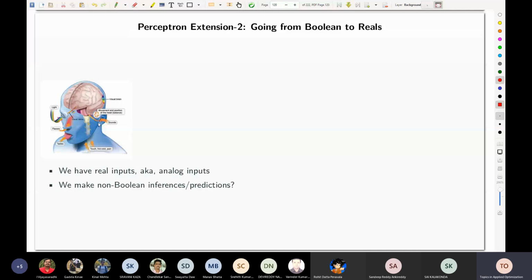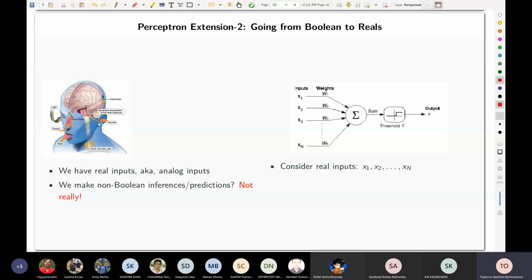So do we make non-Boolean inferences and predictions? We believe that we do. We have a very good sense of continuity, in the sense that we can sense a varying degree of feeling of, let us say, heat, brightness, and so on. So we can process data with real numbers, not just Booleans. So why not also allow for real inputs, real numbers, not just Booleans.